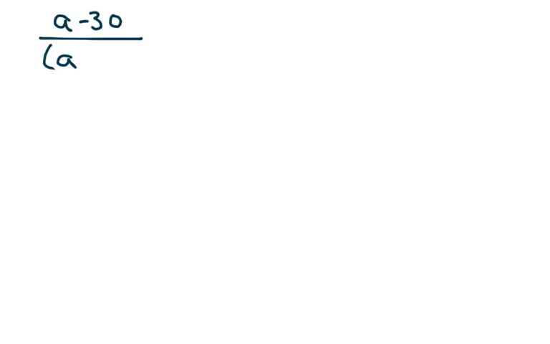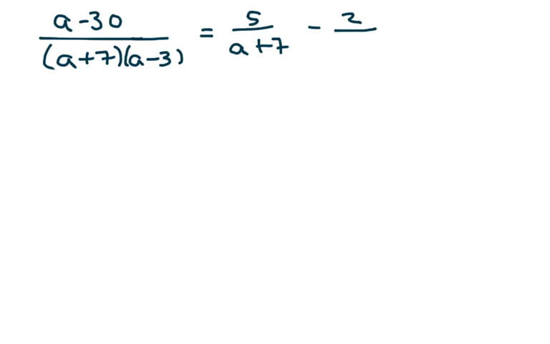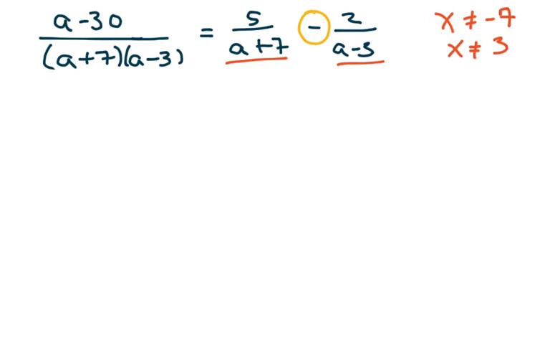So a plus 7 times a minus 3 equals 5 over a plus 7 minus 2 divided by a minus 3. So my restrictions are x cannot be negative 7. That would make the denominator 0 here. And x cannot be 3. We have to be really careful here because of this negative. So this one we want to be careful with.